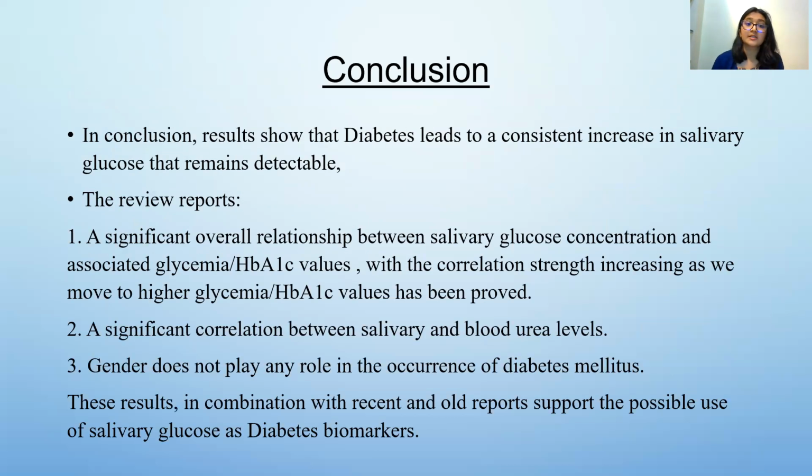In conclusion, results show that diabetes leads to a consistent increase in salivary glucose that remains detectable. This review reports number one, a significant overall relationship between salivary glucose concentration and associated glycemia values, with the correlation strength increasing as we move to higher glycemia values. Number two, a significant correlation between salivary and blood urea levels has also been proved. Also, researchers say that gender does not play any role in the occurrence of diabetes mellitus. These results, in combination with recent and old reports, support the possible use of salivary glucose as a diabetes biomarker.